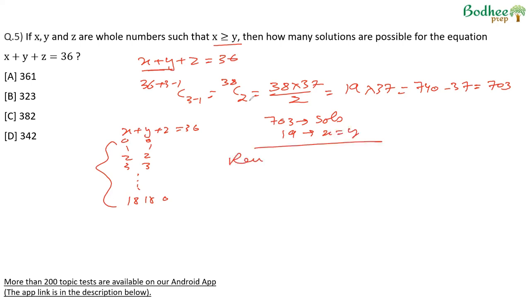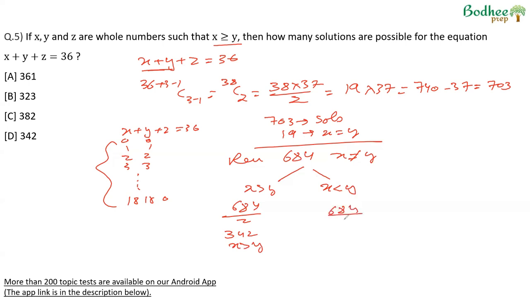Remaining 703 minus 19, that is 684. For 684 solutions, x is not equal to y. There are two possibilities. Either x will be greater than y or x will be less than y. Because of symmetry, we can say there will be half and half cases. So 684 by 2, which is 342 cases, x will be greater than y. For the remaining 342 cases, x is less than y.